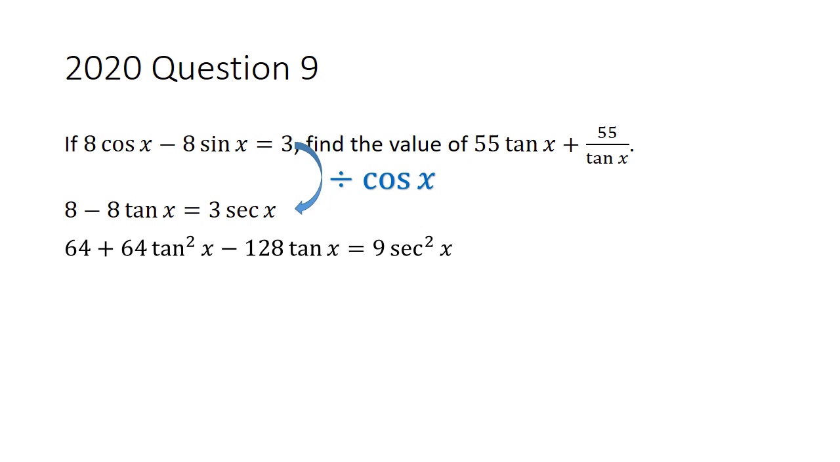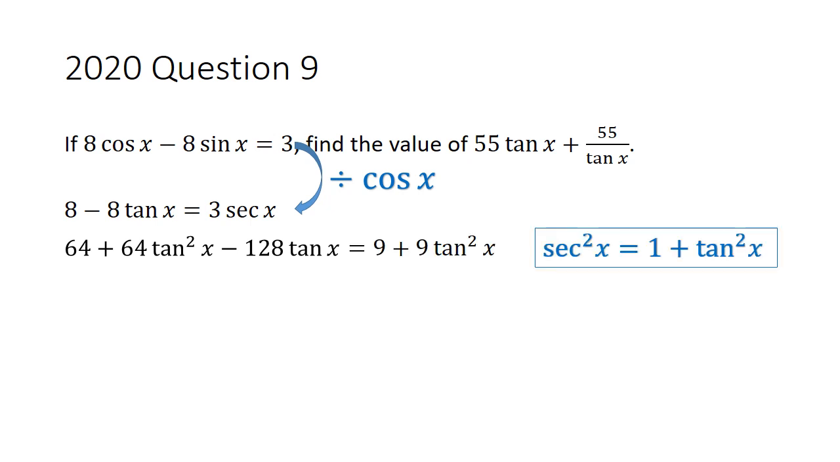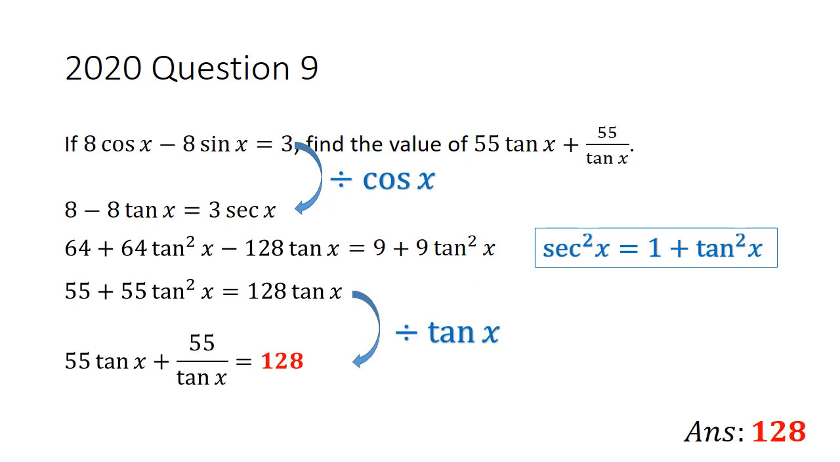And we can use the Pythagorean identity here. It states that secant square x is equal to 1 plus tangent square x. So we'll get 9 plus 9 tangent square x. So what we want to do is to shift the 9 and the 9 tangent square x from the right-hand side over to the left-hand side, and shift the 128 tangent x over to the right-hand side. This will give us very nicely 55 plus 55 tangent square x equals 128 tangent x. And if we divide throughout by tangent x, this will give us what we want. We will get 55 tangent x plus 55 over tangent x on the left-hand side, and 128 as our final answer.